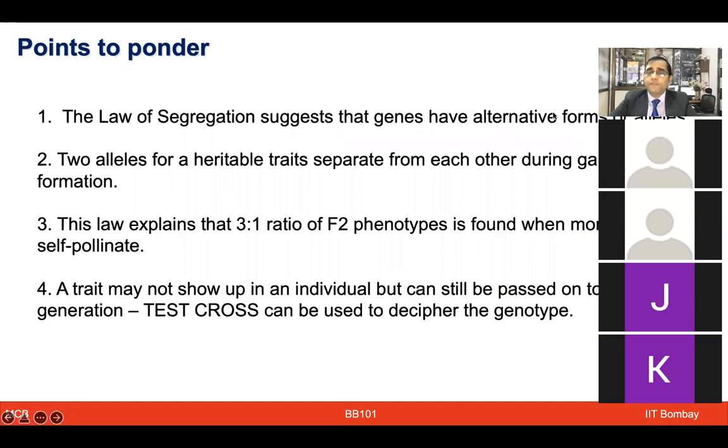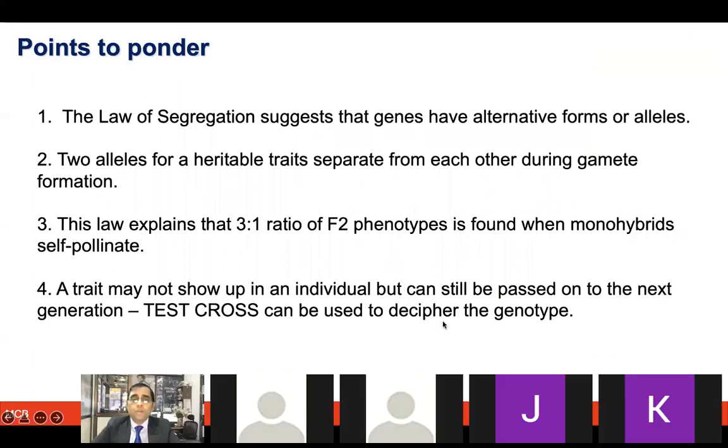So far, what we have discussed is that in Mendel's law of segregation, he suggested that genes have alternative forms, or alleles. Two alleles are inherited from the parents, which may further segregate during gamete formation in the subsequent generation. He showed that in the F2 generation, the phenotypic ratio is 3:1, whereas the genotypic ratio is 1:2:1 when we are looking at a monohybrid cross, or one property at a time, right?